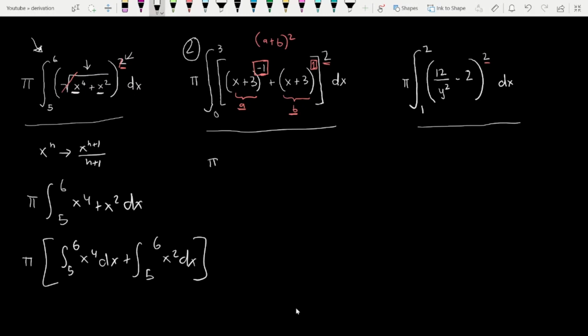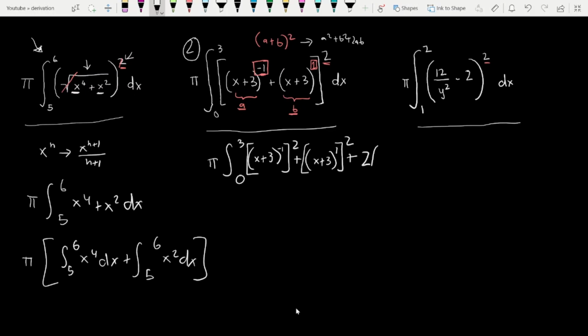So what you can do is you can have this thing turn into A plus B whole square, which turns into A square plus B square plus 2AB. And this is going to be x plus 3 minus 1, and then it's going to have a power on it, plus x plus 3, then it's going to have a power on it, and then 2a, which is x plus 3 minus 1 times x plus 3 positive 1, and then dx. This entire thing is going to turn out to be 1.